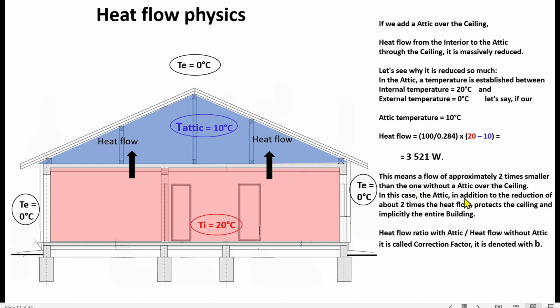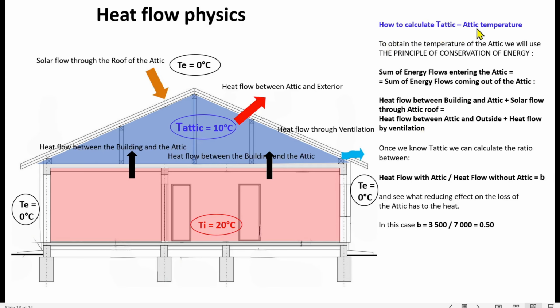In this case, the attic, in addition to reducing the heat flow about 2 times, protects the ceiling and implicitly the entire building. The heat flow ratio with attic divided by heat flow without attic is called the correction factor, and it is denoted with B. How to calculate the internal temperature of the attic? To obtain the temperature of the attic, we will use the principle of conservation of energy.